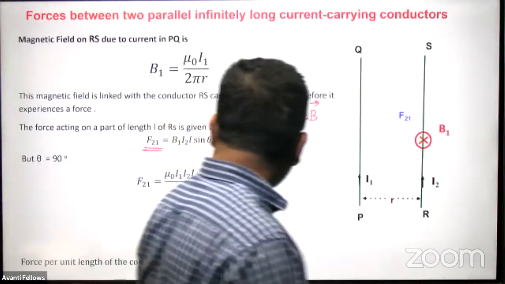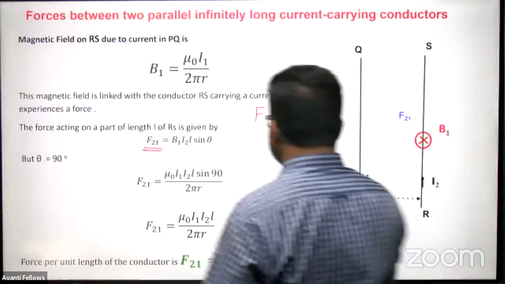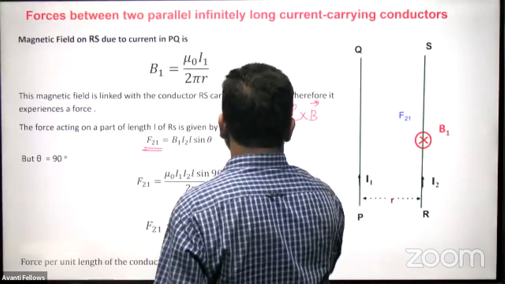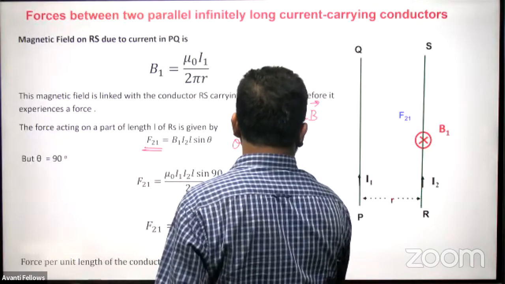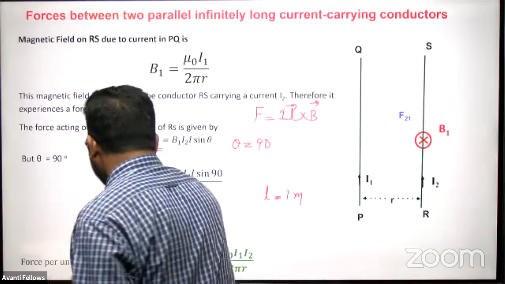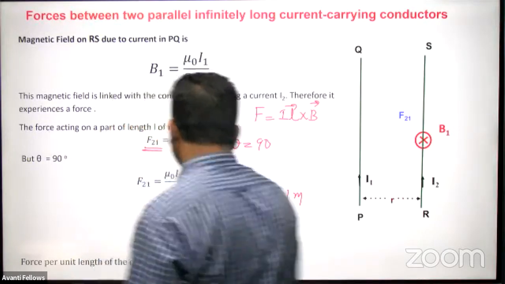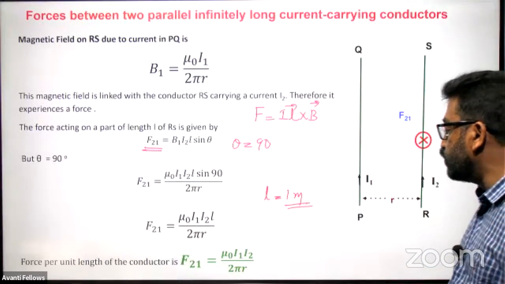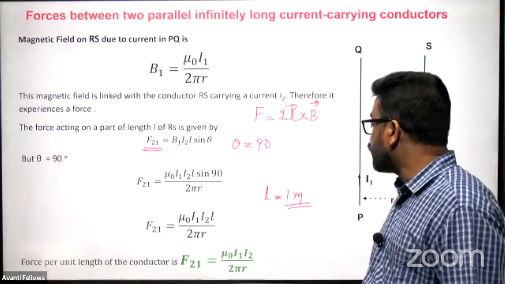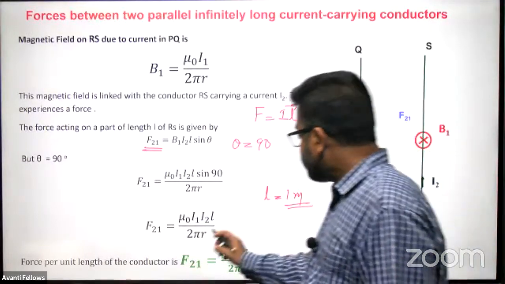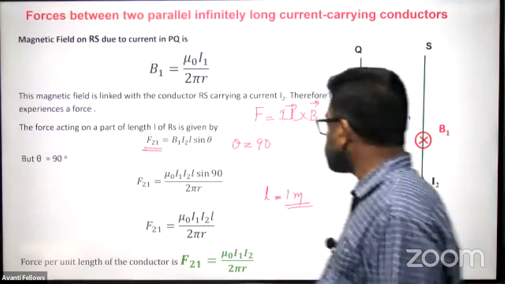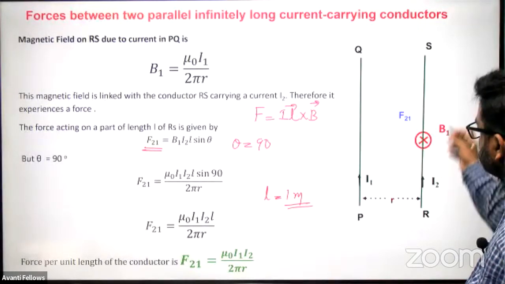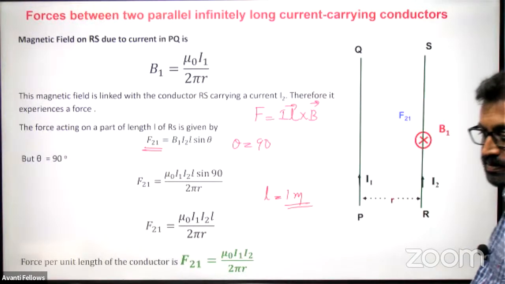And for unit length of conductor, the length is unity. Unit length of conductor means L is equal to 1 meter. That is the meaning of unit length of conductor. So the force will be equal to mu 0 I1 I2 divided by 2 pi r. This is the force experienced by the second conductor, which is placed in the magnetic field produced by the first conductor.